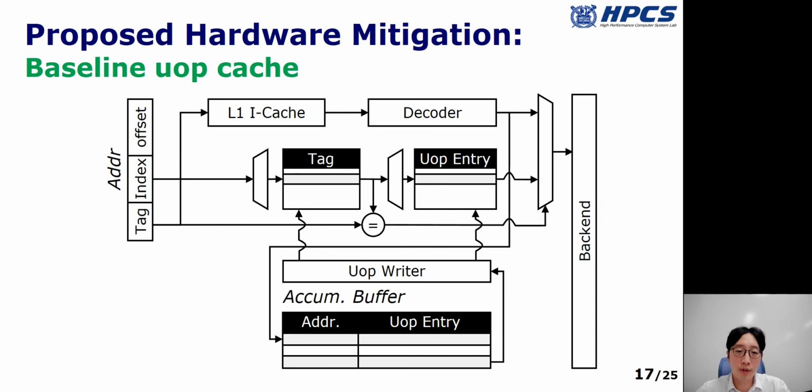The figure shows the baseline microcache architecture. As you can see, the basic structure is similar to typical set associative caches. Compared to the typical caches, the microcache has an accumulation buffer to hold the decoded microops to build the microcache entry.